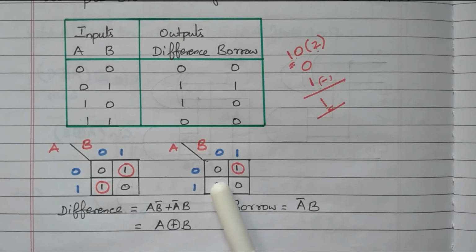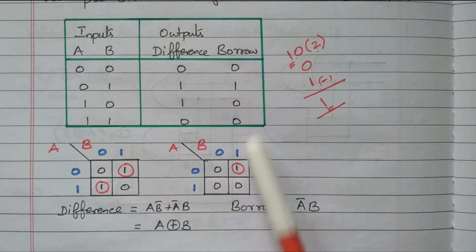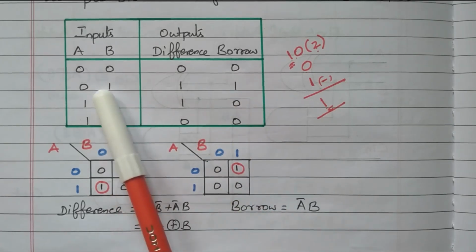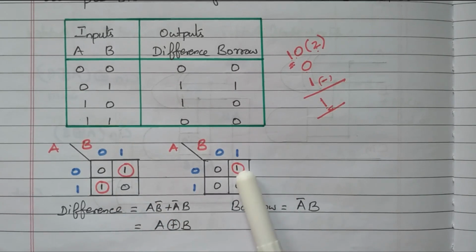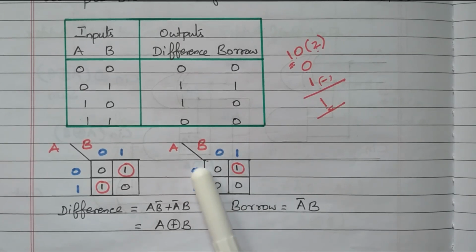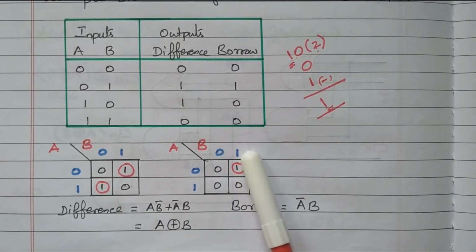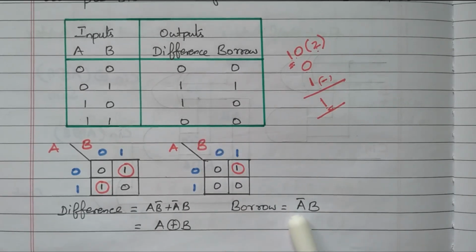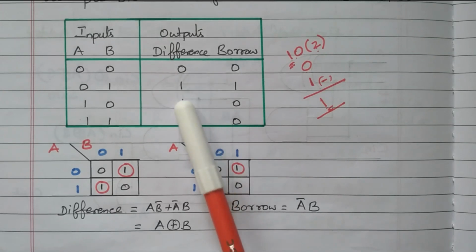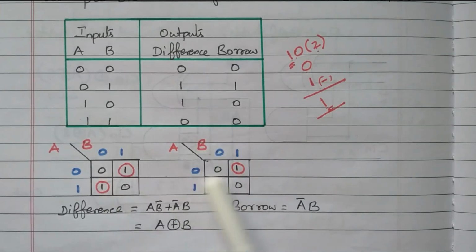Similarly for the borrow, two inputs A B, two combinations 0 1 0 1. So only one, this is 1, that is 0 1 is the 1, 0 0, 1 0, 1 1 is 0, only this one is available. So what is available correspondingly here? 0, 0 means A bar. What is available here? 1, 1 means B, A bar B, right? From the tabular column we can write it directly, otherwise by using K map also we can write. So we got the expression for borrow and difference.